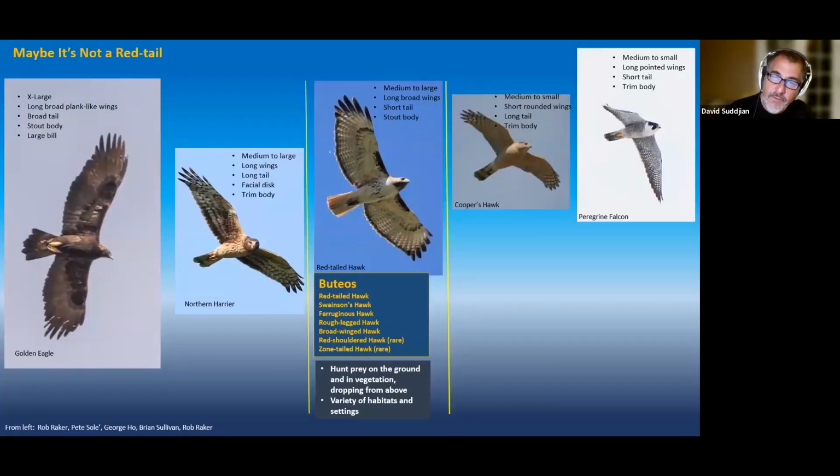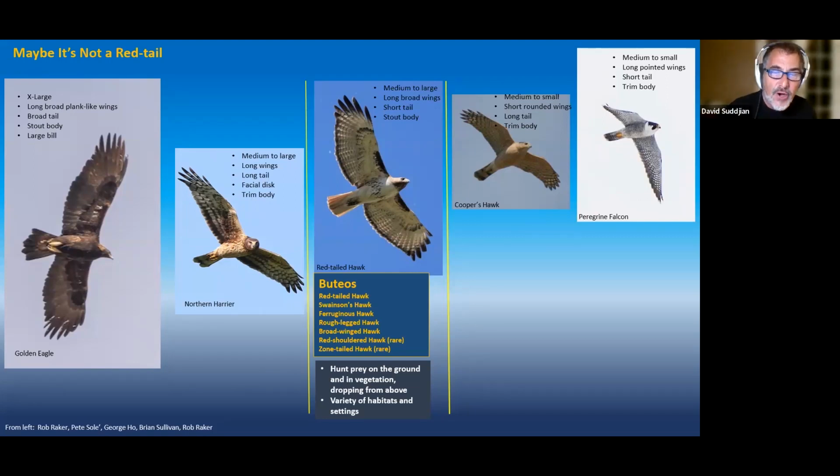Okay, so a few different buteos, but then we see other kinds of raptors that are not buteos. We'll look briefly here, and we can just focus on differences. Eagles, much bigger with their broad, longer wings.